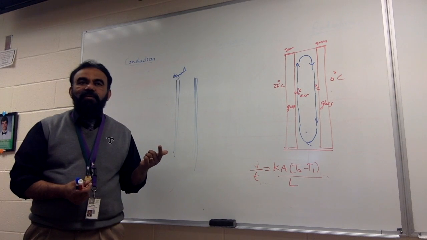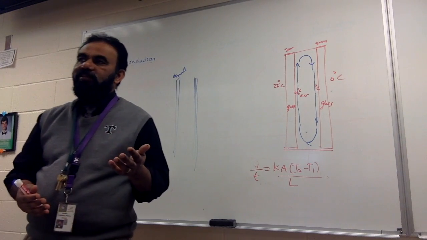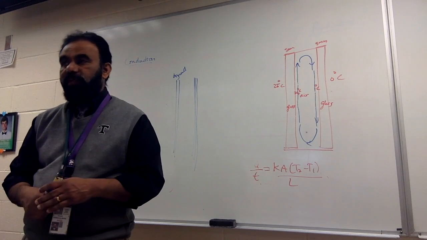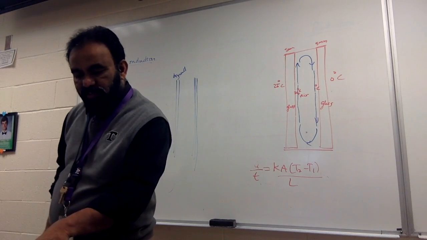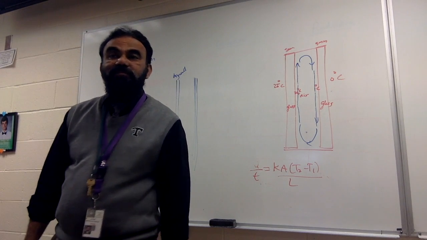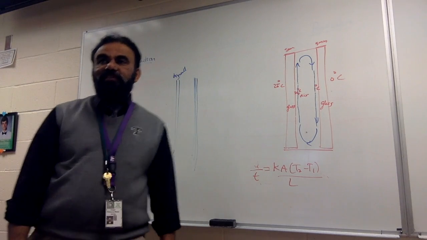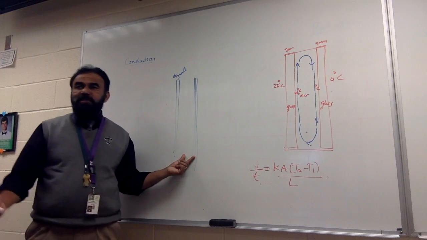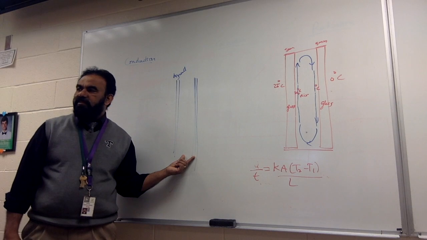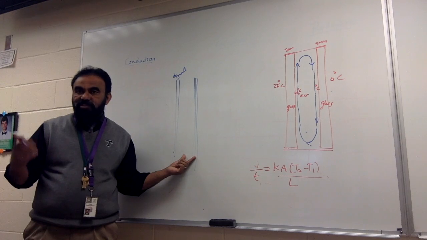Which one is a better insulator, fiberglass or air? Fiberglass is 0.048, air is 0.023. Which is a better insulator? Air. Air is a better insulator. So what is between here is basically air, and what are you filling with? Fiberglass, which is a better conductor. You know what I'm saying? You understand what I'm trying to say?